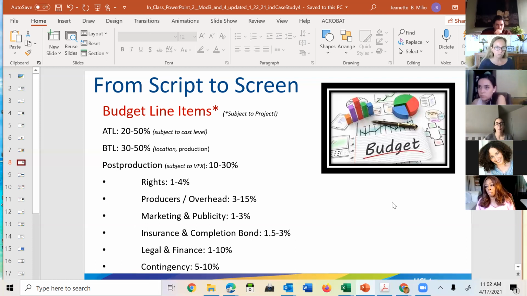If you do an art house movie, your above the line is not going to be 50%. Your below the line is going to be more. But with any A-level driven commercial product, you will likely find the above the line to be a large amount of your budget, because that's where the money goes, because that's where the value is. So just keep that in mind.